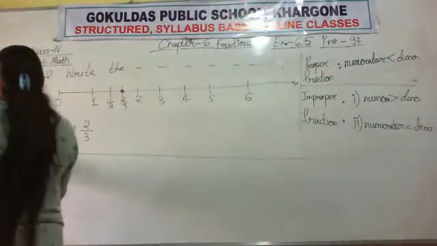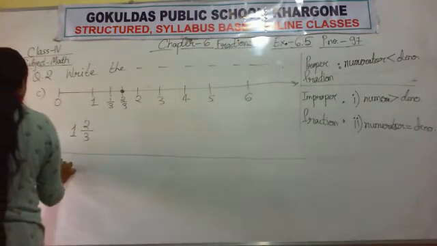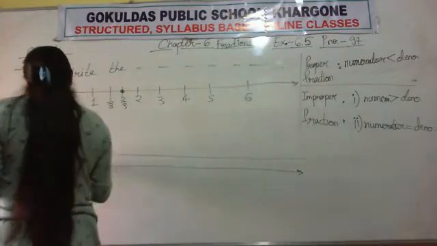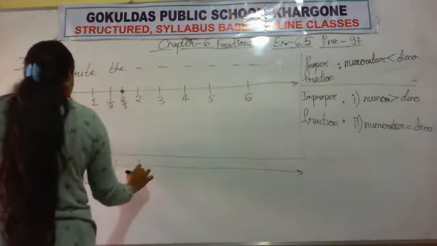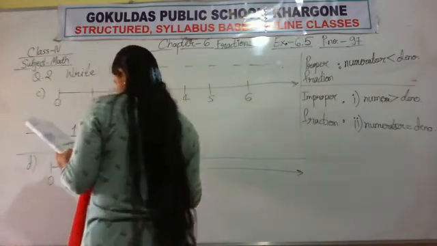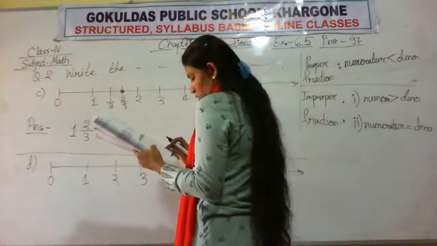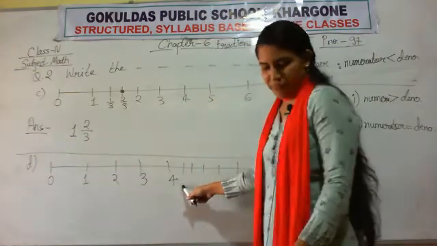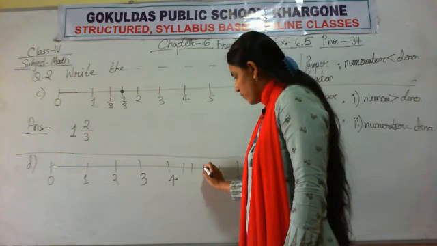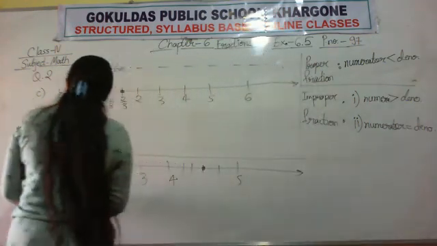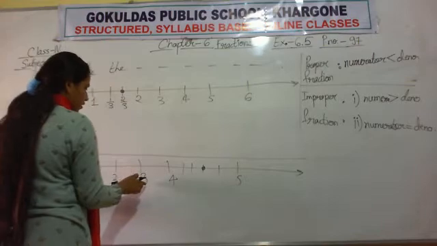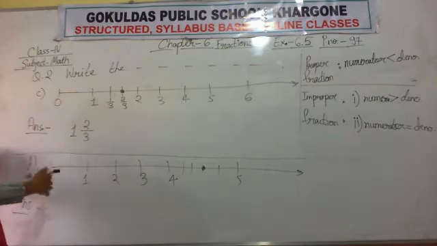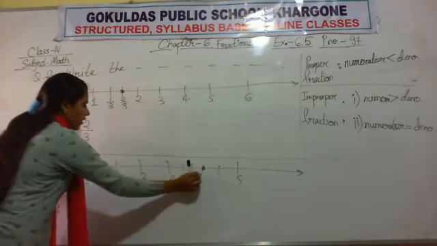Now the last question, that is D, which is also representing an improper fraction. 0, 1, 2, 3, 4 and 5. Here the point is after 4. It means your number will represent 1, 2, 3, 4 whole. So in the whole part we will write 4. Why? Because the point is after 4.